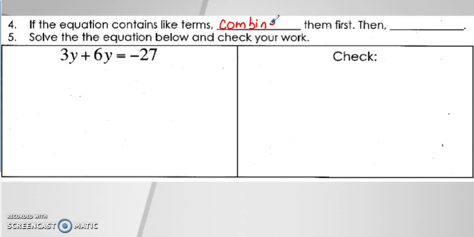If the equation contains like terms, the first thing you want to do is to combine those like terms. After we have combined all of our like terms, then we will solve the equation. In the example for number 5, I have a 3y and a 6y. They both have the same variable. Therefore, I can combine them. 3y plus 6y is 9y.